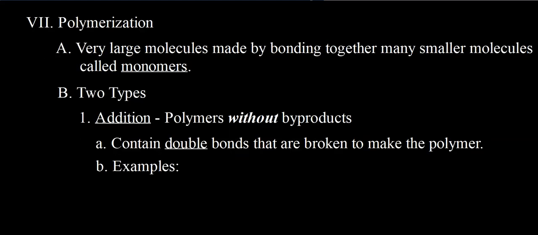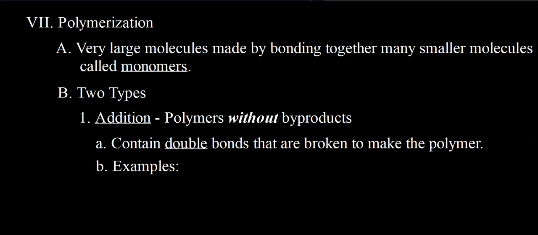All right, next up we have polymerization, formation of polymers or large molecules. So polymers are very large molecules made by bonding together smaller molecules called monomers. We have two types of polymers. We have addition polymers, and then we have condensation polymers.